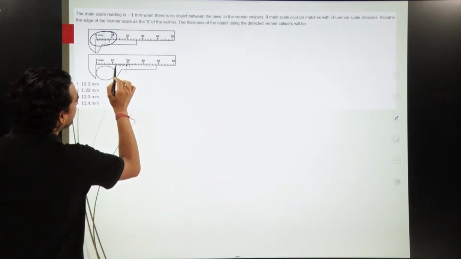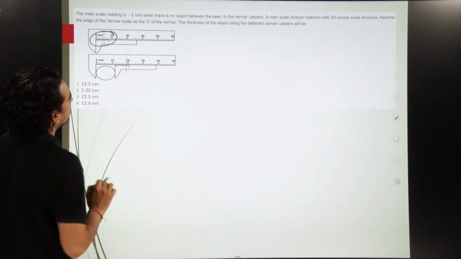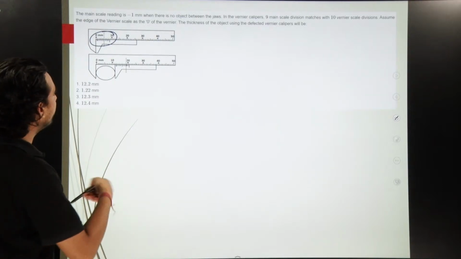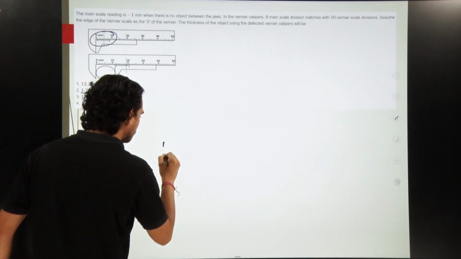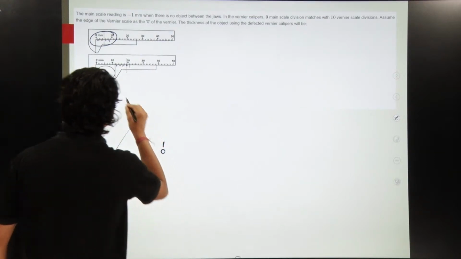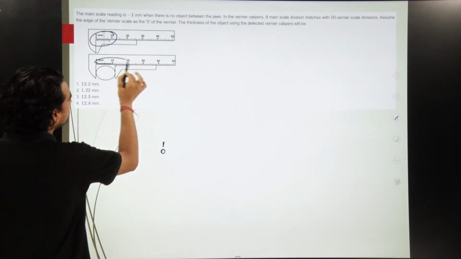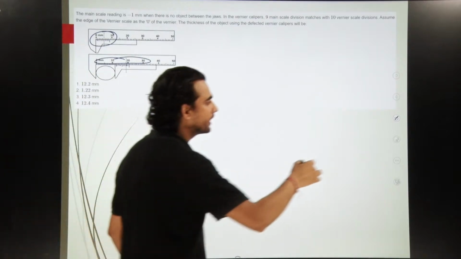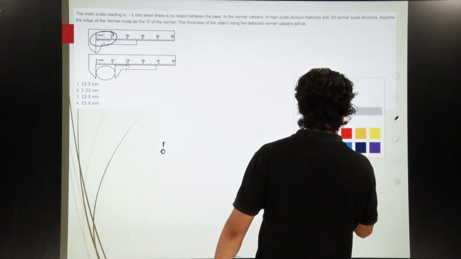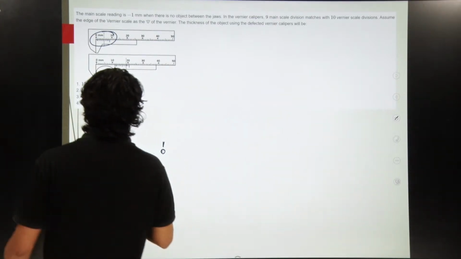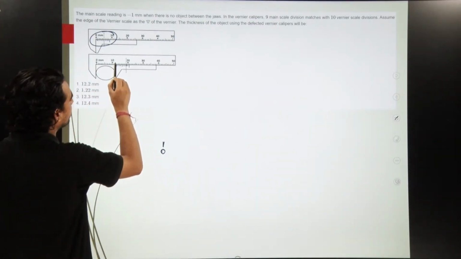The 0 of the vernier caliper is here, right? I'll see where it is. So this is my 0 of the vernier caliper. And if you look on the main scale, this is my main scale. So where is the 0 of the vernier caliper? The 0 of the vernier caliper is between this point and this point.